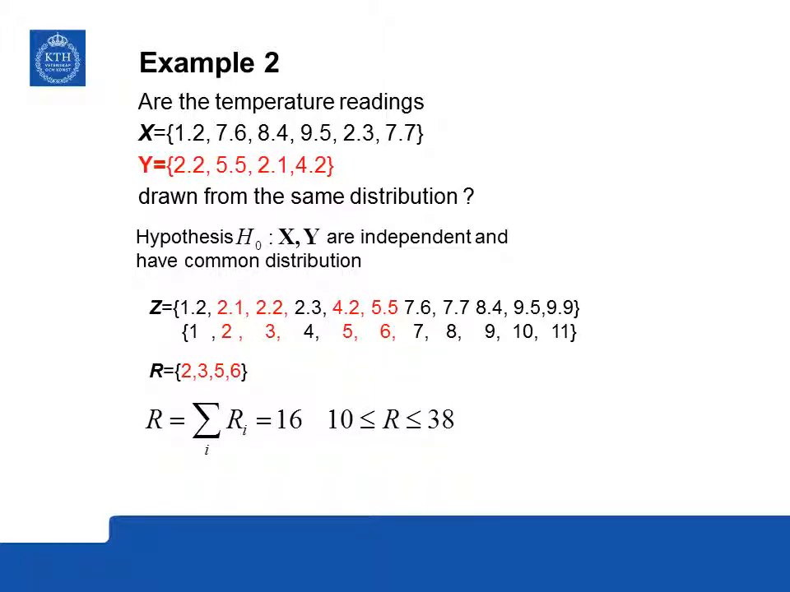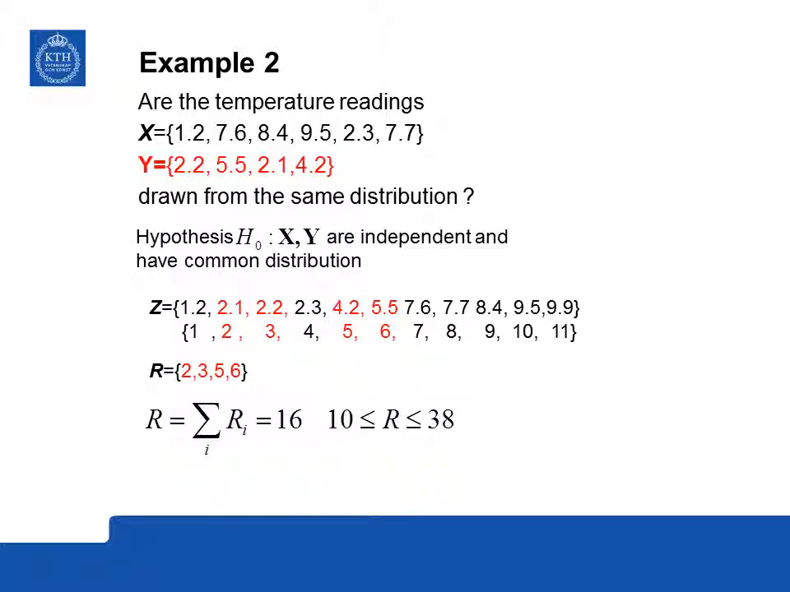So what can R be here? What is the range of permissible R's? You can see here that R should lie in the range between 10 and 38. 10 corresponds to the case when all the y's are in the left-hand side of z. So if they occupy rank numbers 1, 2, 3, 4, that corresponds to R equal to 10. And conversely, if they're on the right-hand side, corresponding to the rank numbers 8, 9, 10, 11, that would correspond to R equal to 38. So R is in this range.